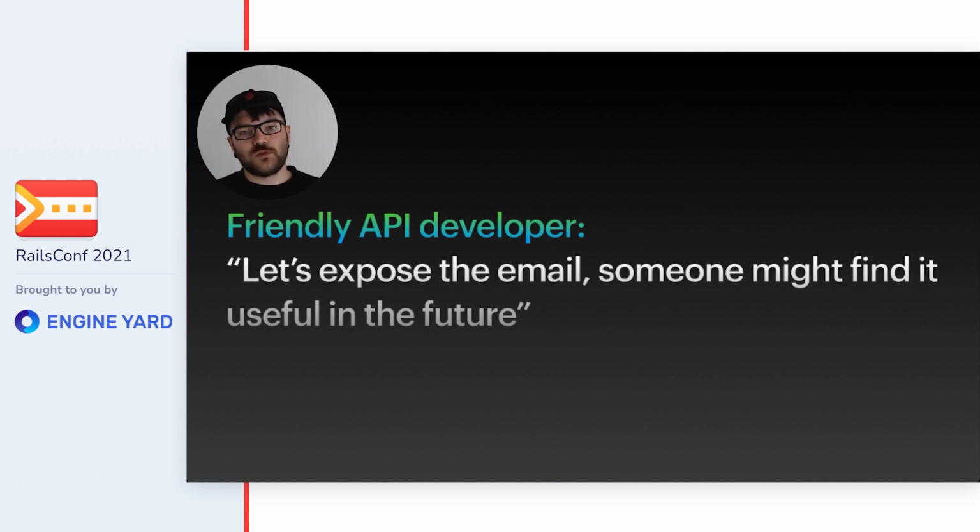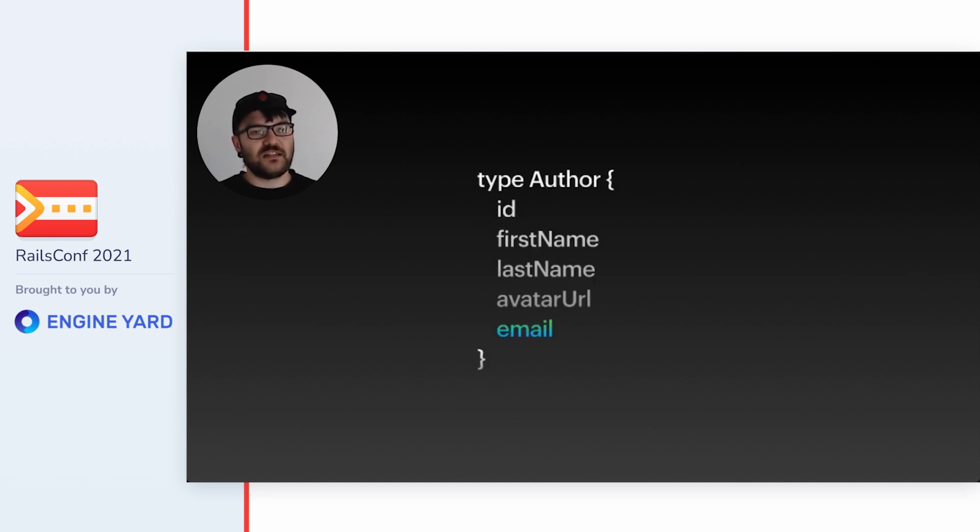Why wouldn't we expose the email field right away? If we're gonna need it in the future, possibly, we're gonna spend more time exposing it than if we need it afterwards, right? So we're technically saving time for the business. Well, given this thought, the friendly API developer might expose an author resource that has that email field.